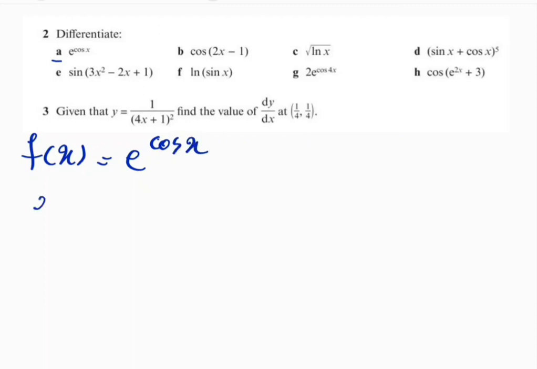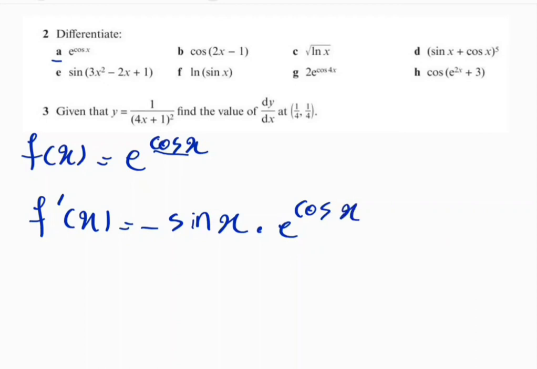Now we want to differentiate this, and we need to remember that when we differentiate exponentials, here we are differentiating e. So e has a special property, which is you differentiate its power and then that comes down as its multiple. So cos x differentiates to minus sine x times the function again, e to the power of cos x. And that's it. Now let's do b.